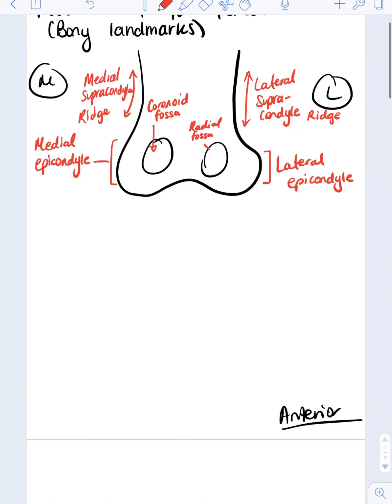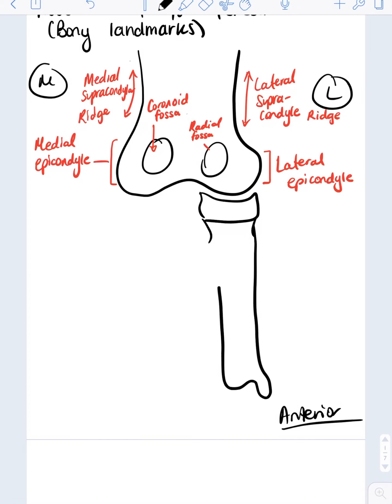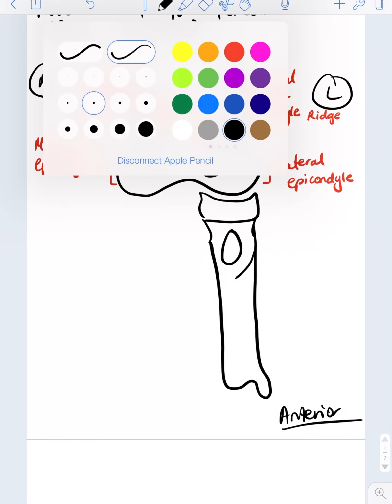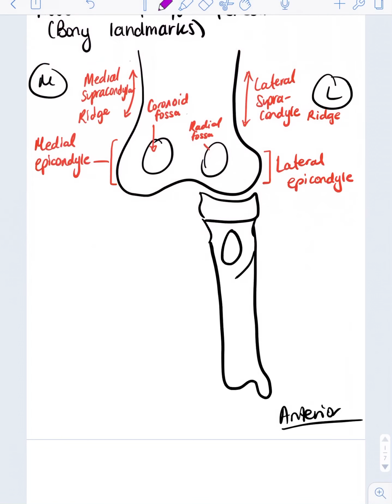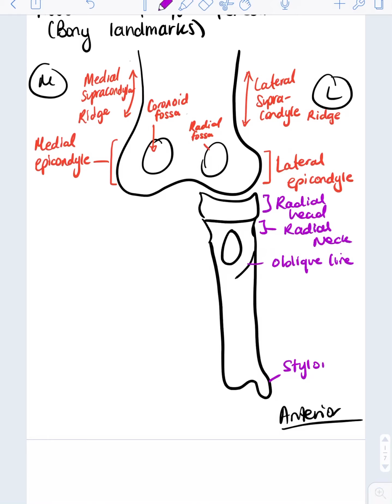Now, articulating laterally with the humerus is going to be our radius. Okay, so let's draw it in. And remember, of course, this is not to scale, but we just want to get the major concepts across. So this here will be our radial head. This here is the radial neck, or neck of the radius. The oblique line. And of course, our styloid process, can't forget that one.